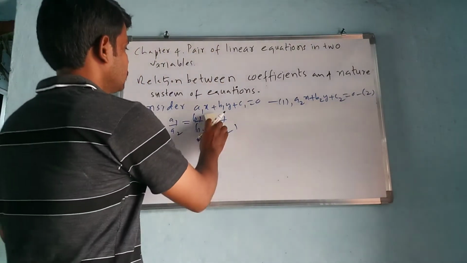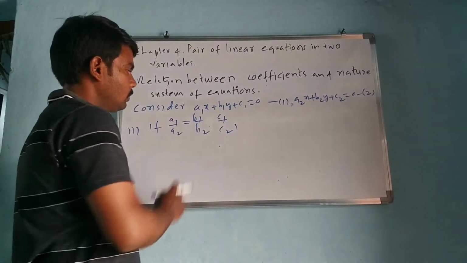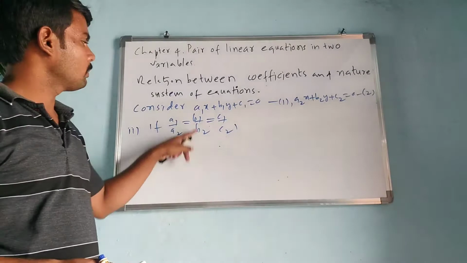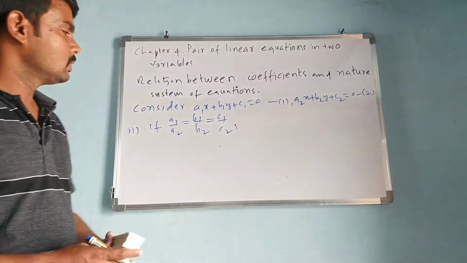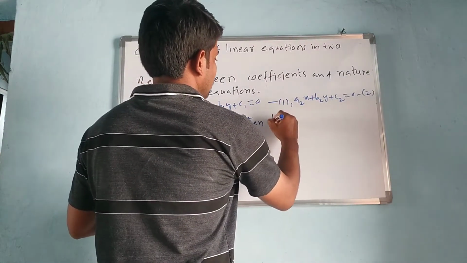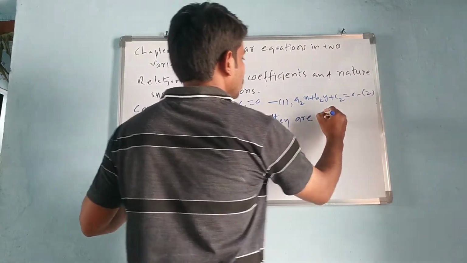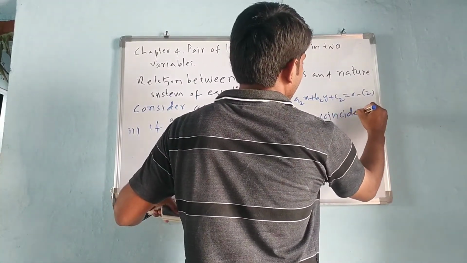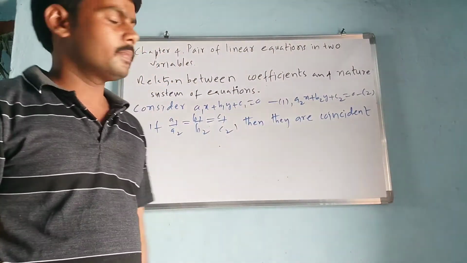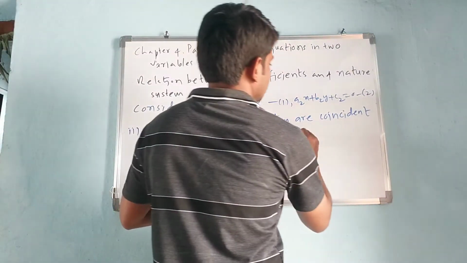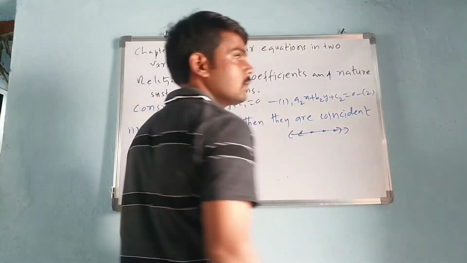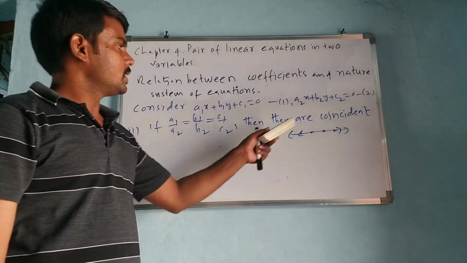The third relation is A1 by A2 is equal to B1 by B2 is equal to C1 by C2. In this case, the lines are coincident. Coincident means both are actually the same, coincident like this.